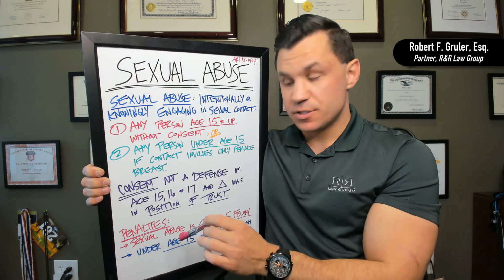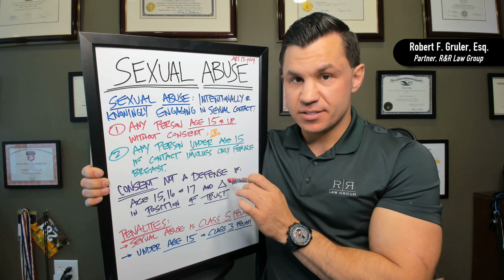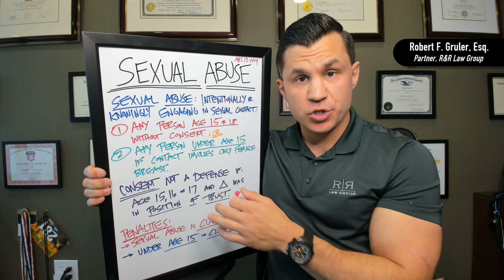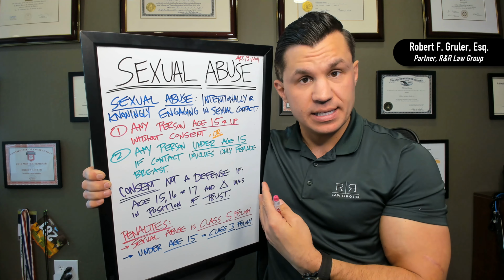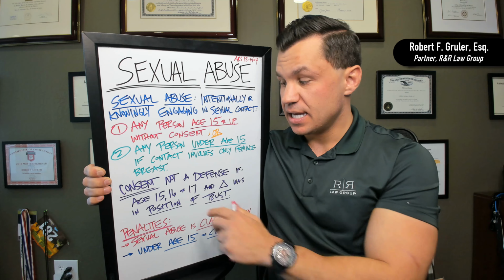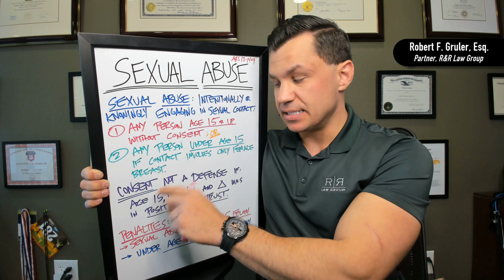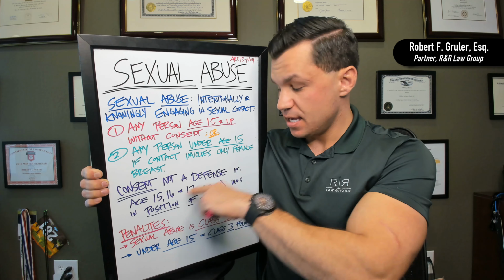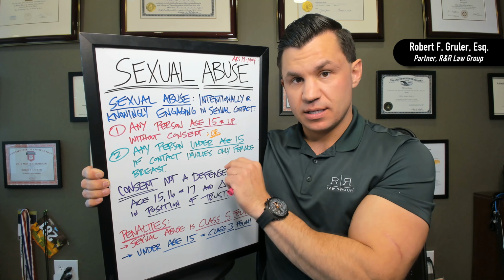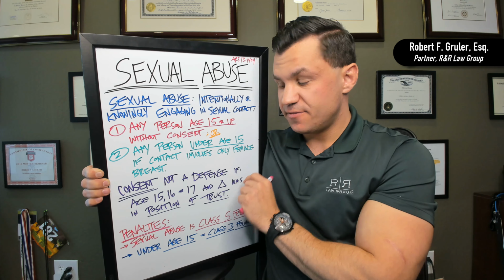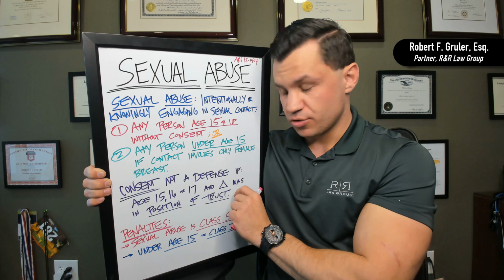Now, consent is not a defense. So sometimes when people are charged with this crime, they'll say, yes, but that person agreed to engage in this sexual contact with me. The law says specifically, consent is not a defense if a person who is age 15, 16, or 17 is part of the case here, and the defendant was in a position of trust.